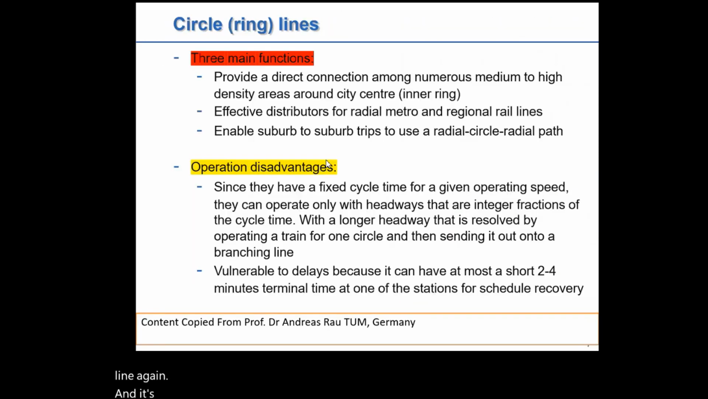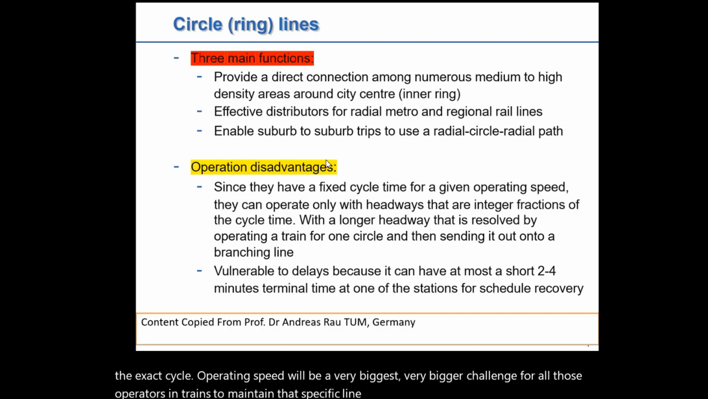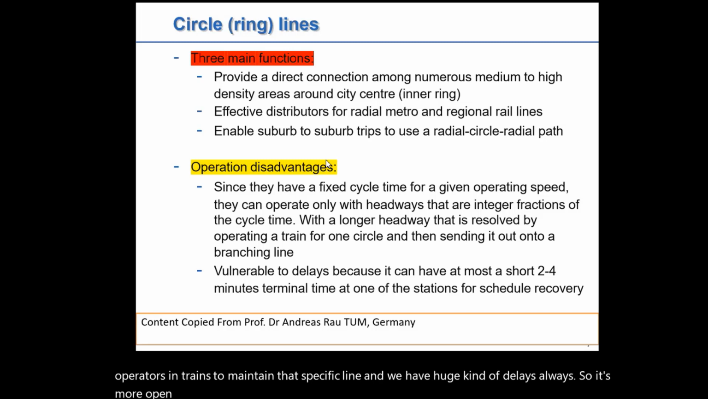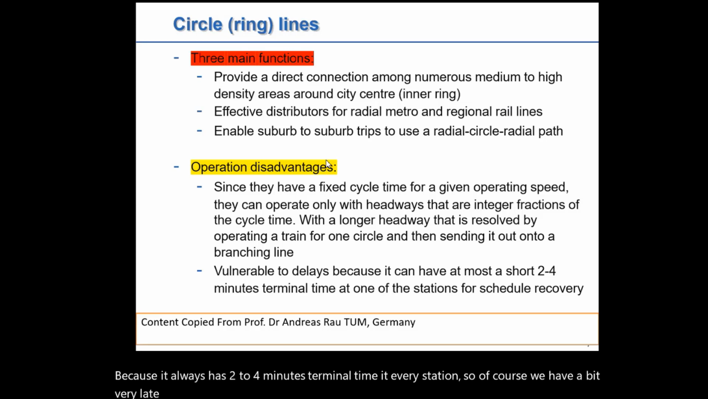And its operational disadvantages are, of course, about complexity and operating speed. Maintaining that fixed cycle and operating speed is a much bigger challenge for all those train operators to maintain that specific line. And we always have huge delays, so it is more vulnerable to delays because it always has a 2 to 4 minute terminal time at every station. So of course we have very limited recovery time.